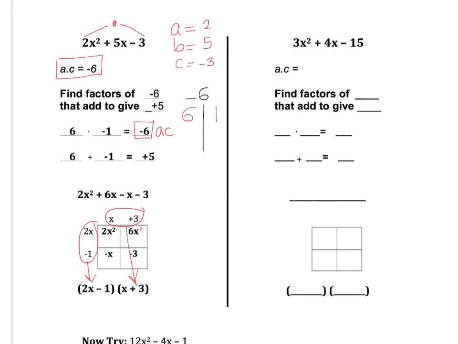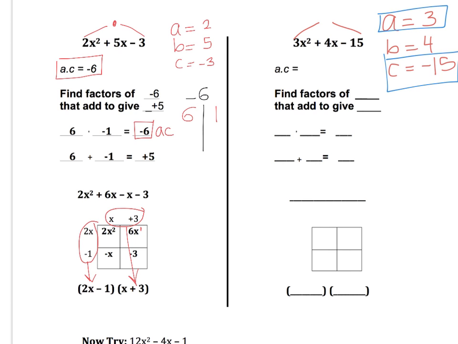So now the first thing I need to do is I need to multiply the a and the c. So let's decide what the a is. It's 3. What is the b? 4. What is the c? Negative 15. So if I multiply a times c, 3 times negative 15, that's a negative 45.